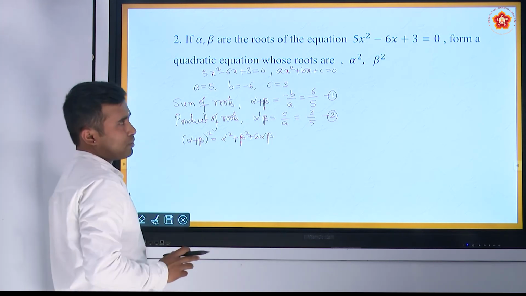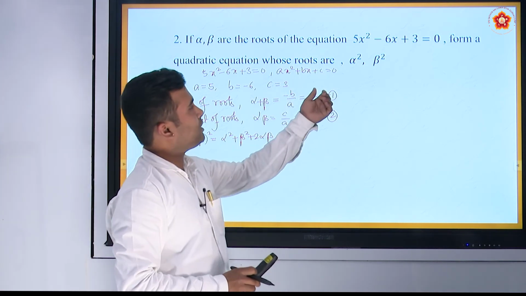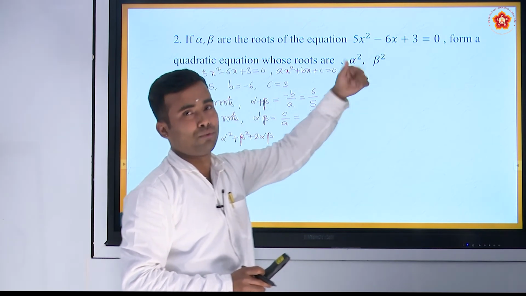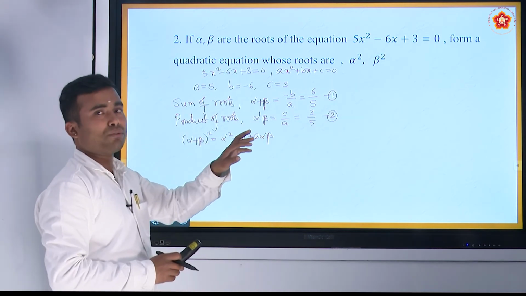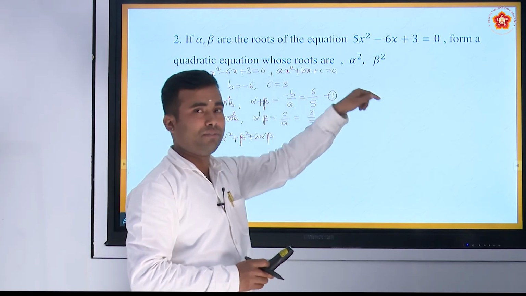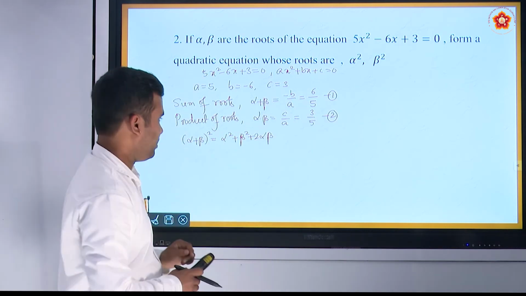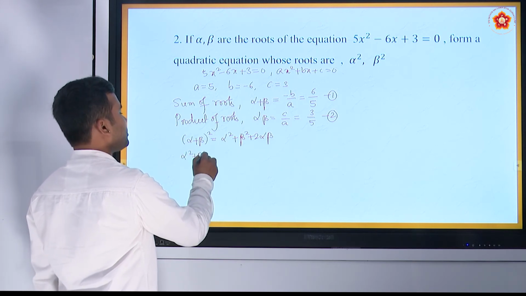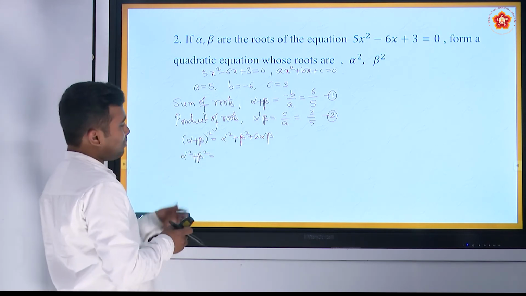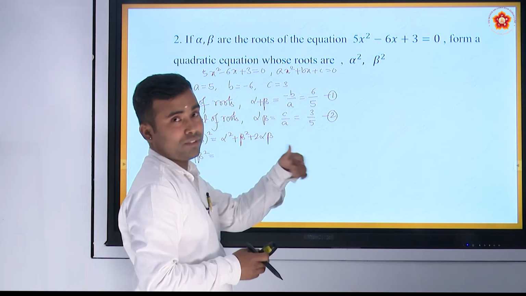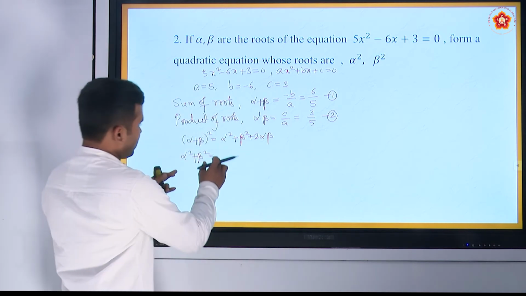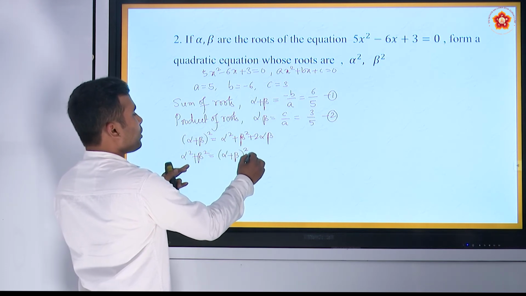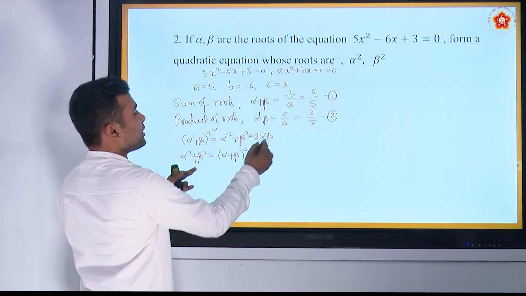Now I want the sum of the roots. Sum of the roots means alpha square plus beta square for the quadratic equation which we have to find. And the product of roots is alpha square into beta square. So now here I want what is alpha square plus beta square. Understand? This is the sum of the roots for the quadratic equation which we are going to find. So what is this? Alpha square plus beta square will be alpha plus beta whole square minus 2 alpha into beta.